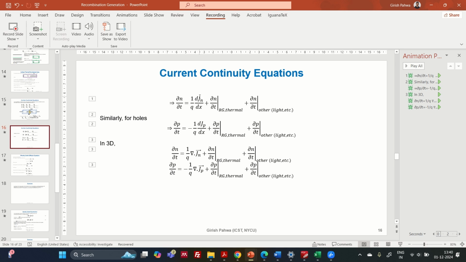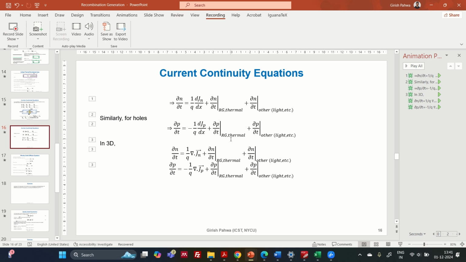If the current entering, say, a small volume is not equal to the current leaving that volume, there will be some buildup of charge over time. So that will also contribute to the electron density. Similarly, for holes, you have similar terms. So you have gradient of current, you have some contribution from the thermal electron hole pair generation, and then some other contributions such as light.